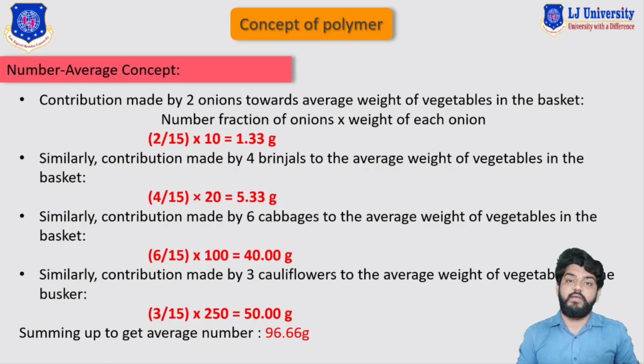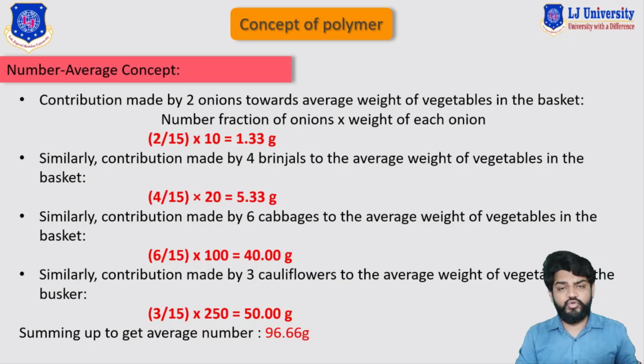Now after this number average concept, we are going to understand the weight average concept as well, right? And after that we will implement this concept inside our polymers. Then we will understand how this concept can be easily implemented into the structure of polymer, and how we can get an idea of number average polymer and weight average polymer, right? So all these exercises need to be understood to get the average molecular weight of one polymer.